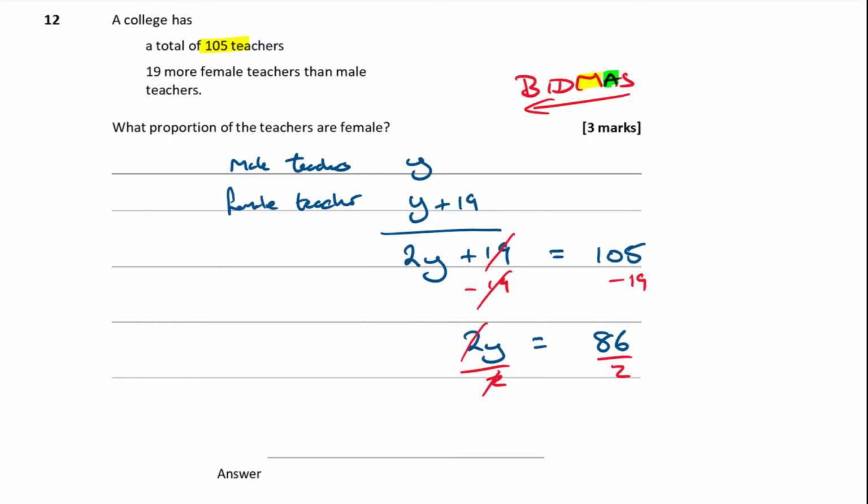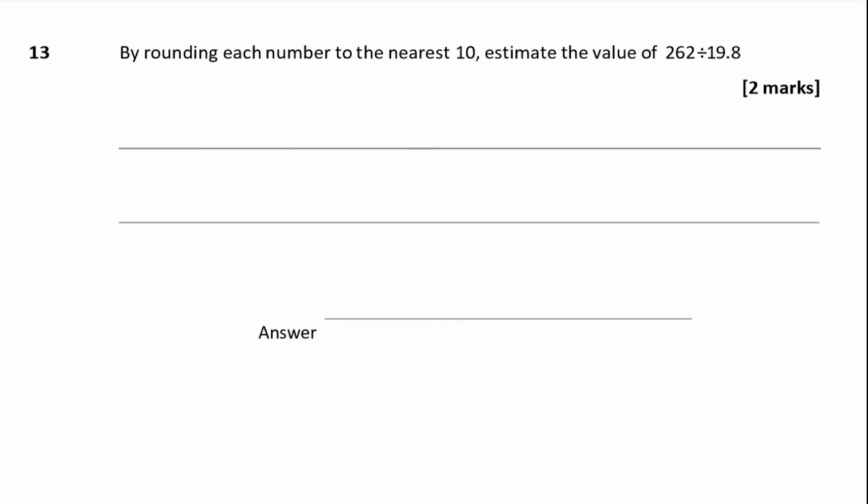They're going to cancel, leave me with y. Y is half of 86. Well, half of 80 is 40, half of 6 is 3. It's going to be 43. Okay, y is 43.